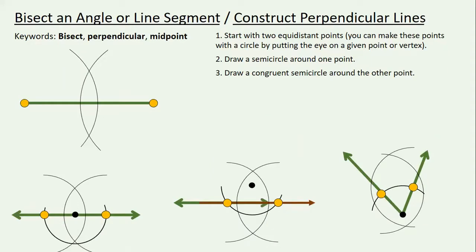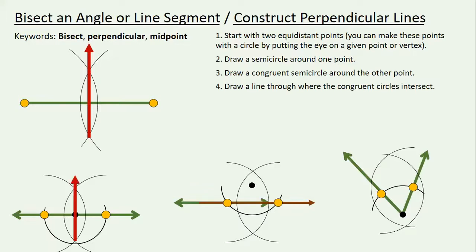And for all of these, we are now on step 4. We're going to draw a line through where the congruent circles intersect. Okay, so we can see where the 2 circles touch. We can draw a line. Where our 2 arcs touch, we'll draw a line. And for this one, a little bit different, we can go from the vertex through our point of intersection.